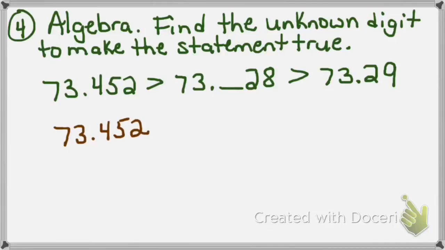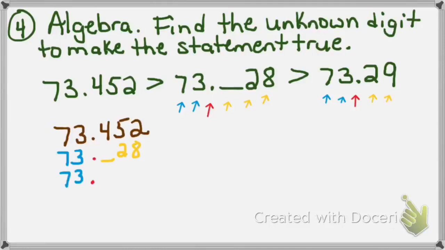73.452. I'll write down the second number underneath it, lining up my decimals. There's my decimal, it goes under the other decimal. To the left I have a 3 and a 7, so to the left I'll write a 3 and a 7. To the right I have a blank, a 2, and an 8, so I'll write a blank, a 2, and an 8. Now I move to my next number, there's my decimal, so I line up my decimal. To the left I have a 3 and a 7, so to the left I'll write a 3 and a 7.